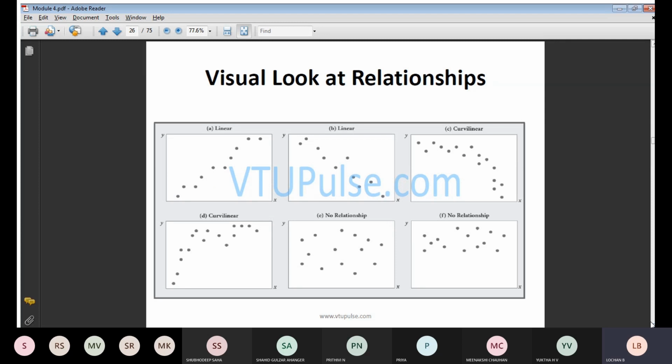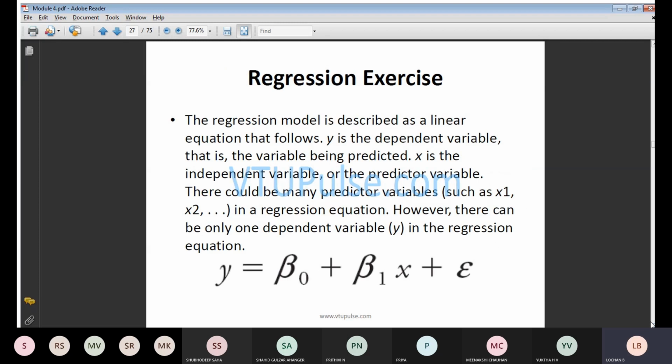Whatever points you get, they may lie close together, or they may be far apart, or they may be in groups, where one particular set of points is in one place and another is far different. These are the various cases. The relationship can be linear, it can be curvilinear, or you can have no relationship. These are the various possible cases you will be getting.